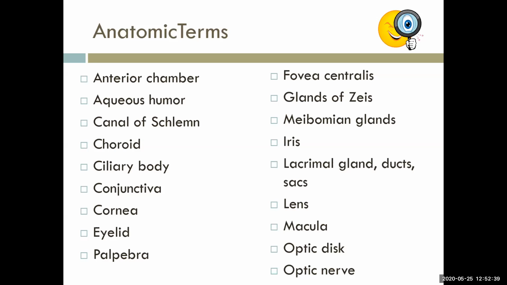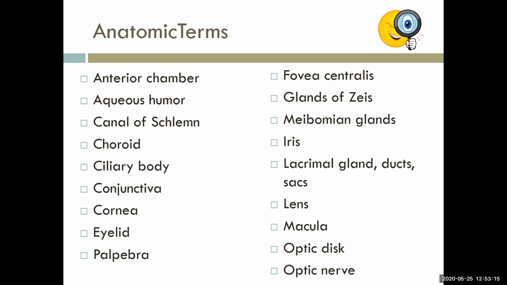And then fovea centralis is the pinpoint depression in the center of the macula lutea that is the site of the sharpest vision. Fovea means pit. When we look at the glands of Zeis, it's oil glands opening to the follicles of the eyelashes. And then we have meibomian glands. Meibomian is oil glands located along the rim of the eyelids, also called the tarsal glands.